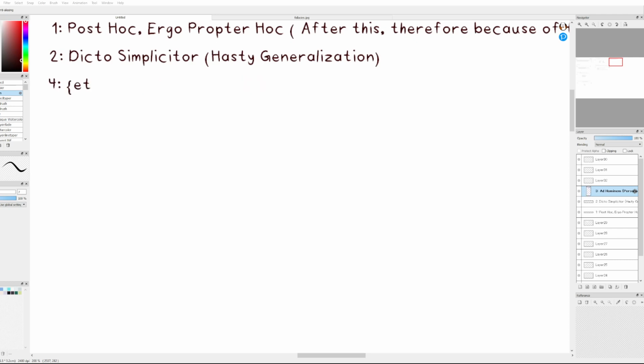The fourth one is petitio principii. I don't know. Sorry, a lot of these are Latin, and it's kind of hard to pronounce a lot of times. But this basically means circular reasoning.